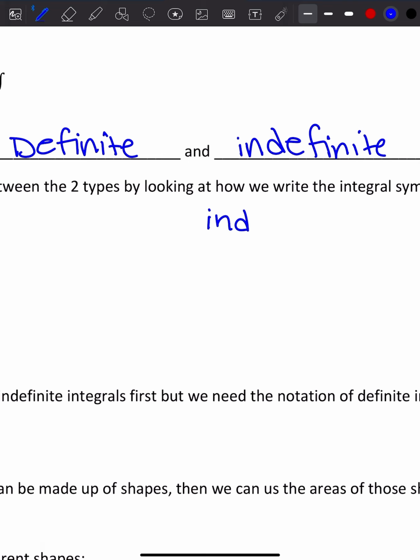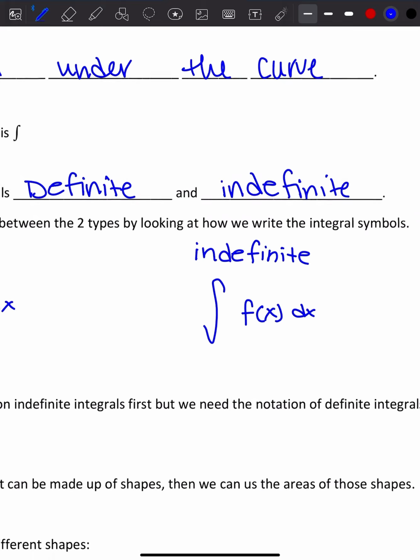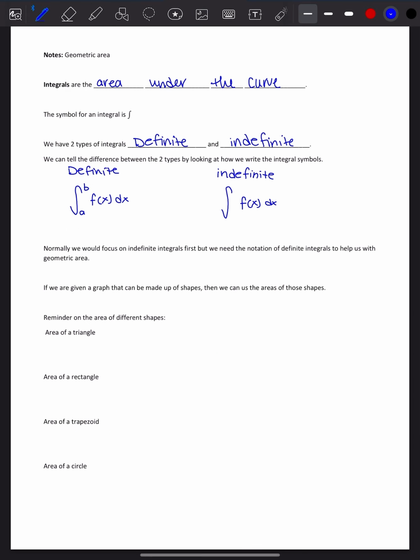Indefinite integrals, on the other hand, are talking about the function as a whole. So we just get this integral symbol and that's it. So there's no bounds. We're not looking at a specific portion of the function. We're looking at the function overall. Normally, we would be getting into indefinite integrals to help us out here. But because we're going to be talking about geometric integrals, definite integral notation shows up. So we're just talking about it now to help us understand what these questions are asking.